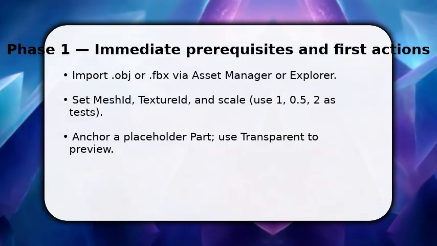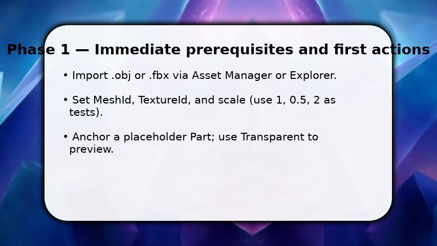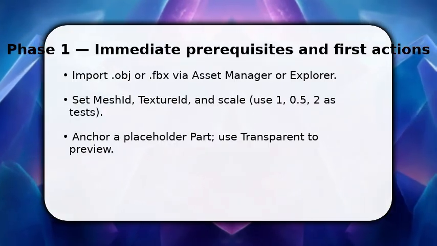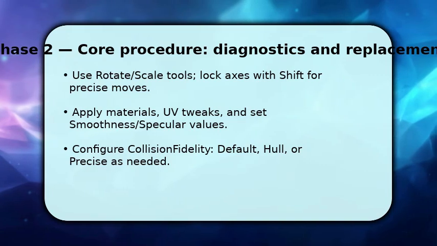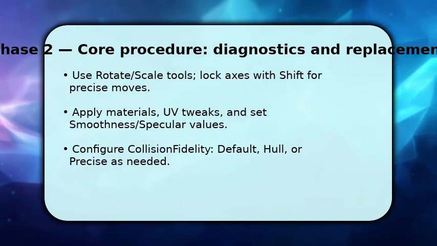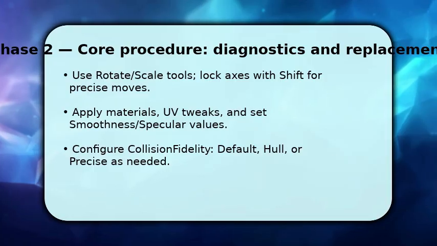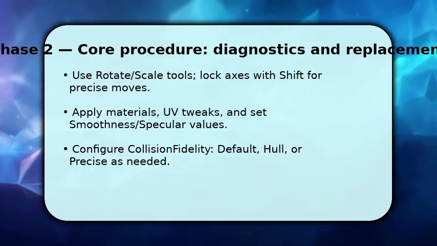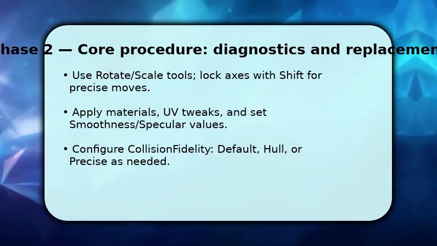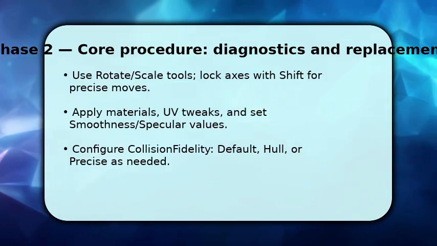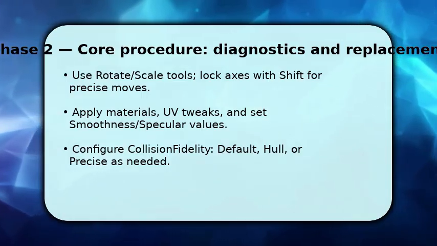Make sure to anchor that part. This prevents physics from moving it while you adjust collision or orientation. Once the mesh is linked, focus on transform and appearance because visuals and interactions matter. Rotate and scale with hotkeys and hold Shift to lock axes for precise alignment. Make incremental changes and test in play mode.